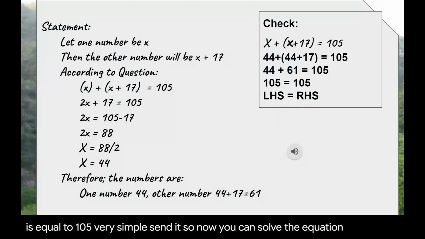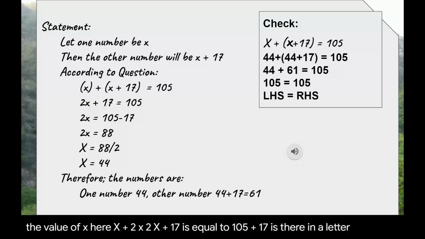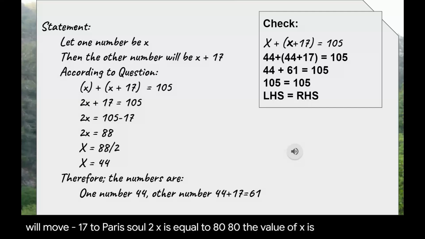Now, here you can see the statement form of the solution. So, equation we already got, isn't it? x plus 17 is equal to 105. From that, we can find the value of x. Here, x plus x is 2x. So, 2x plus 17 is equal to 105. Plus 17 is there in LHS side. It will move as minus 17 to RHS. So, 2x is equal to 88. So, the value of x is equal to 88 by 2 is equal to 44.